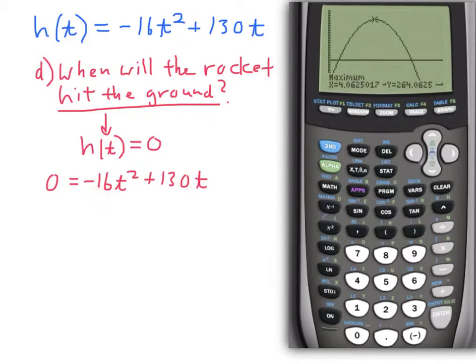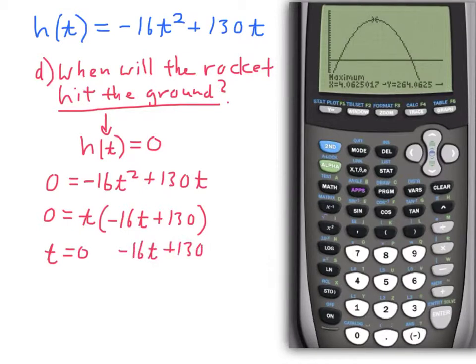Now there's probably common factors in these numbers too, but you don't really need to pull those out. All you really need to do is pull the common factor of t out. So that gives you 0 equals t times negative 16t plus 130. And then you can set each part equal to 0. So t equals 0, and then negative 16t plus 130 equals 0. And this would give you negative 16t equals negative 130.